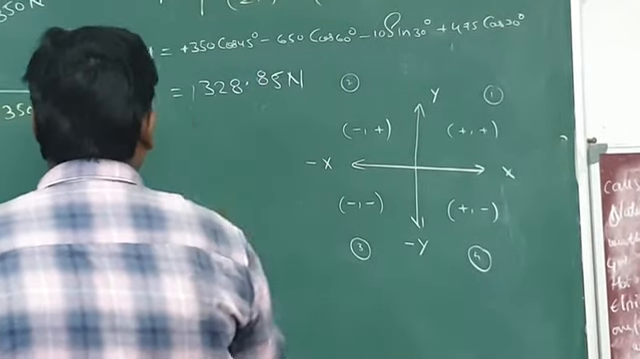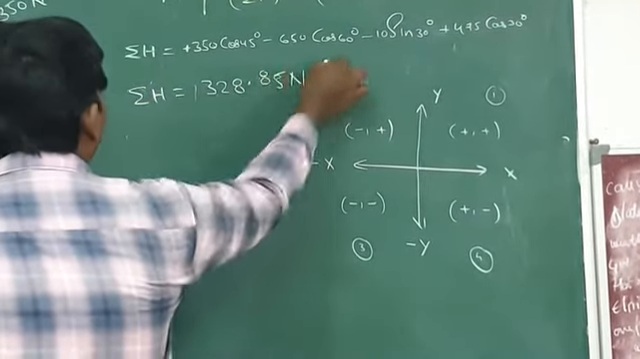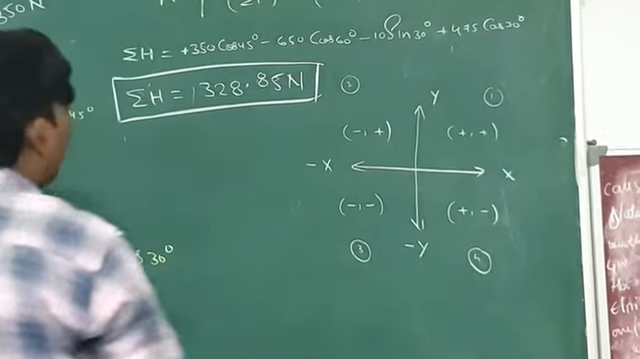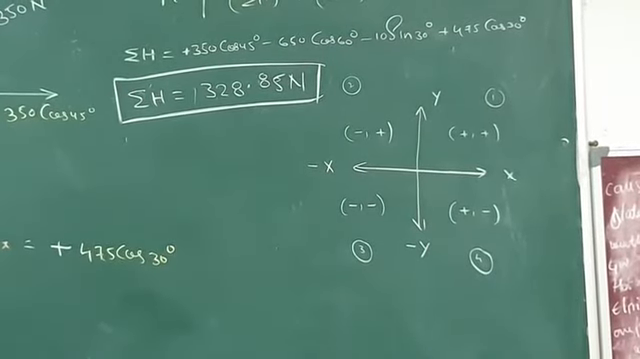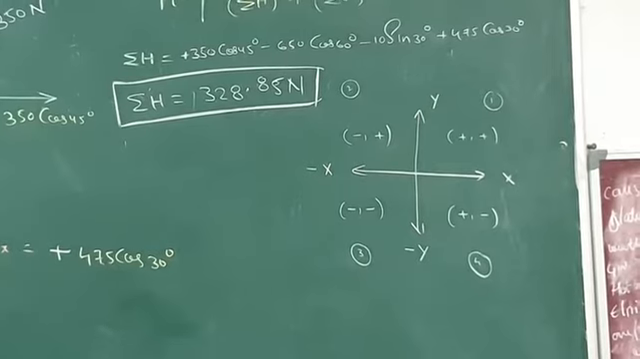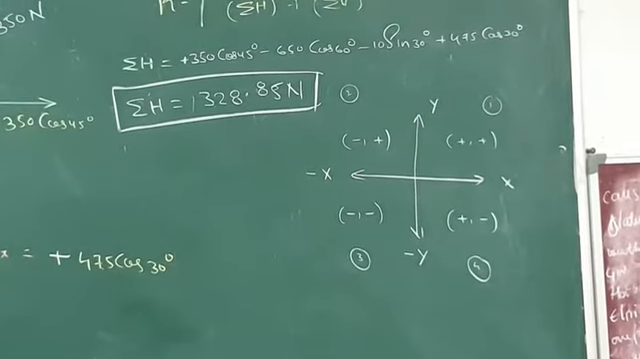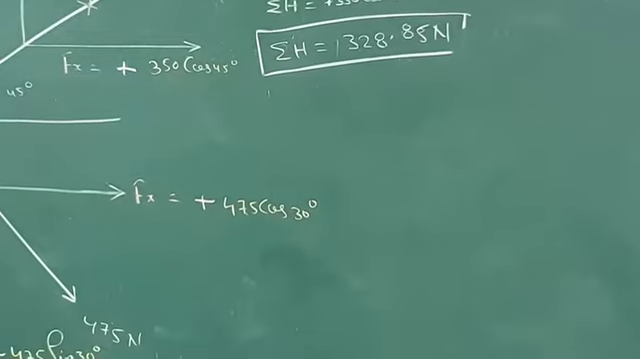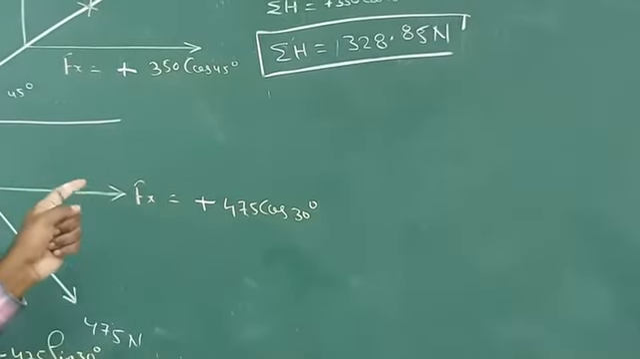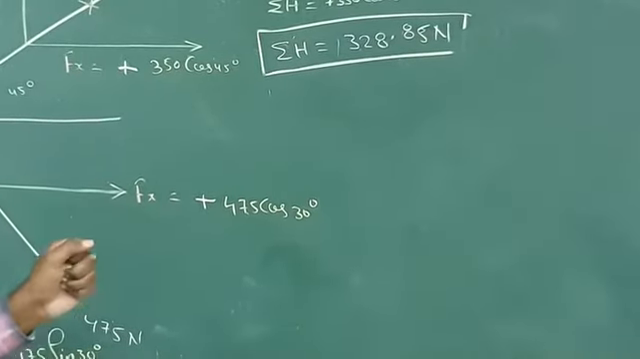328.85 Newton. This is the sum of horizontal. How much? 328.85 Newton. This is okay. After finding the sum of horizontal, next step you have to find out the sum of vertical.